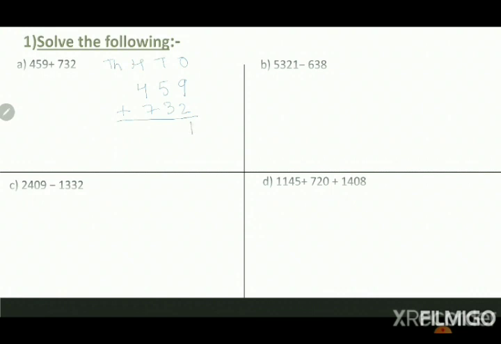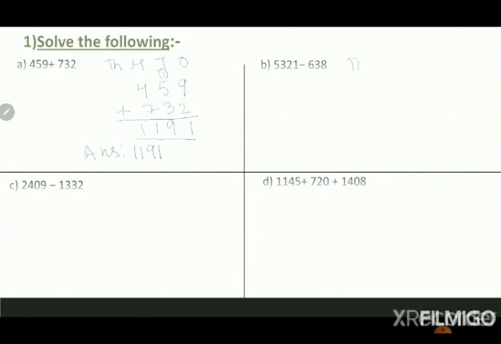9 plus 2 is 11, 1, and 1 will go up as carryover. 5 plus 3, 8 plus 1 is 9, and 7 plus 4 is 11. So your answer is 1191. Okay.